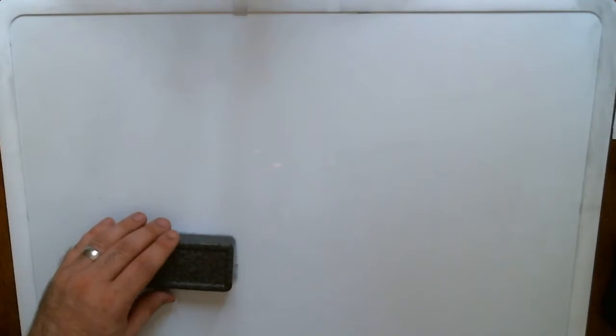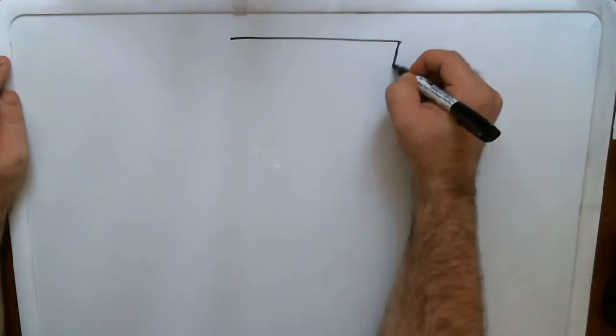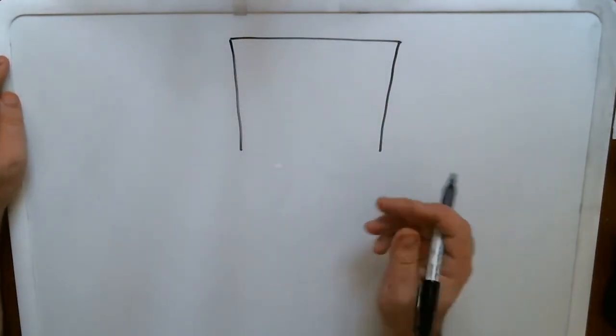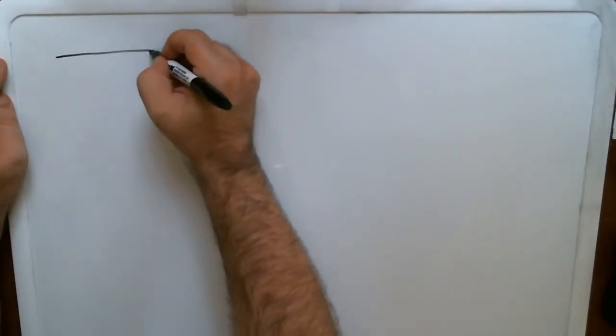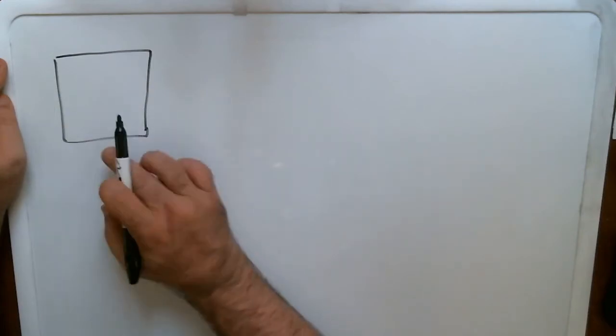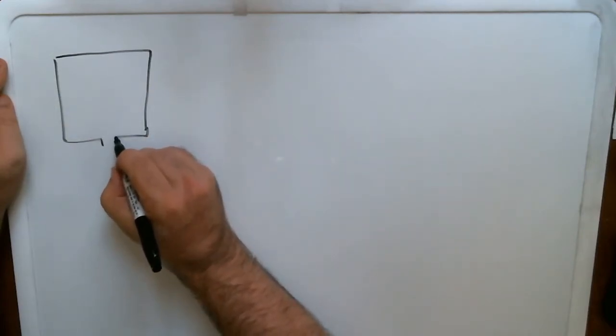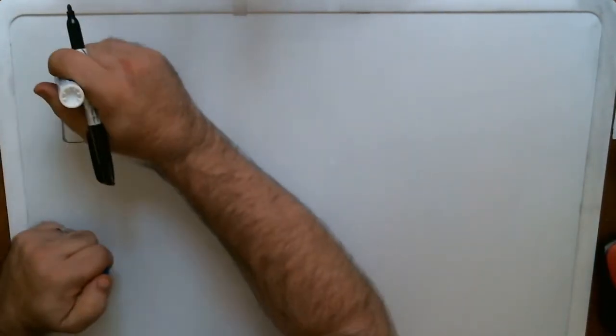Okay, so I want to consider a leaky bucket. All right, so let's draw a bucket. I got a bucket that I've made. I'm making this bucket way too big. Let's make the bucket over here. Okay. So I've got a bucket. And it's got a hole in it. Boop, boop. Okay.